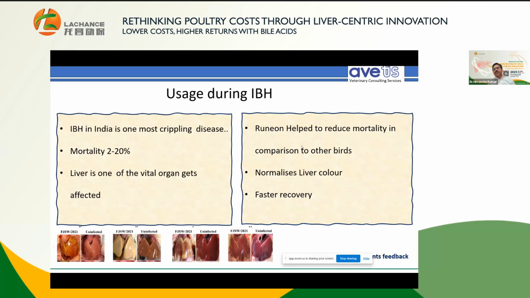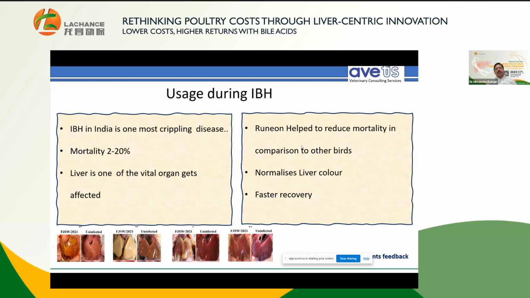This is very interesting. We haven't come across this type of information from elsewhere also, but in India it's a peculiar observation we have found across the industry. IBH, inclusion body hepatitis, is these days a very ironic disease in India because it's taking heavy mortality, close to 2 to 20%, at times even more than this.